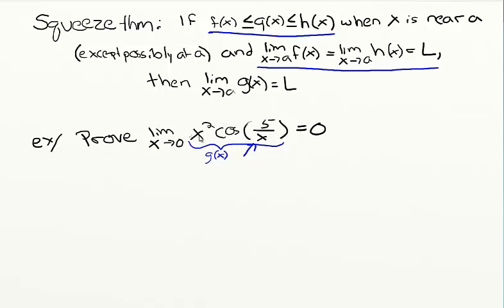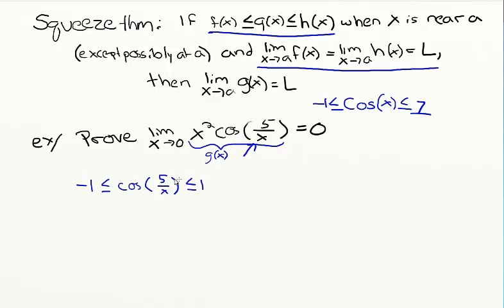So, our first thing to notice is that cosine of x is between negative 1 and 1 for any real numbers x. Okay, so 5 over x is still going to be a real number. It's not going to change this inequality any. So we're going to use that and say that negative 1 is less than or equal to cosine of 5 over x, because that's a real number, which is less than or equal to 1.